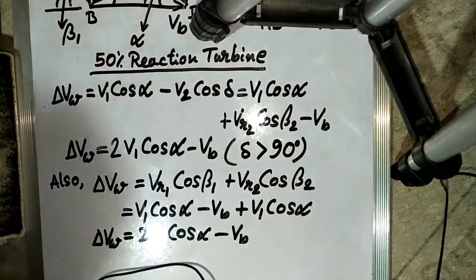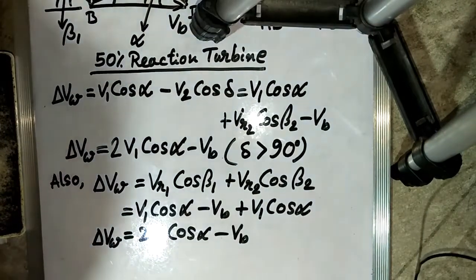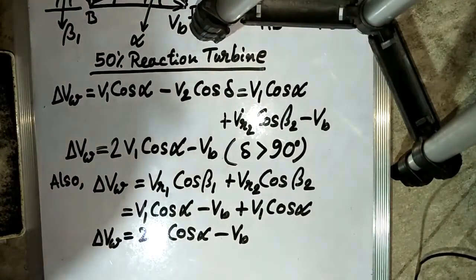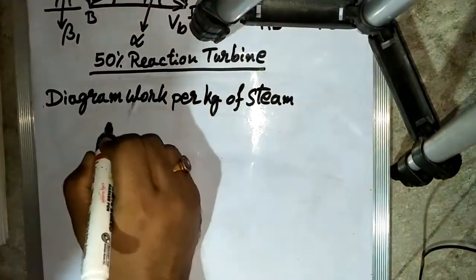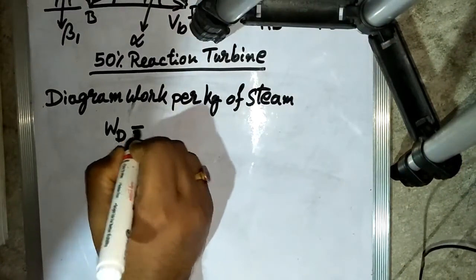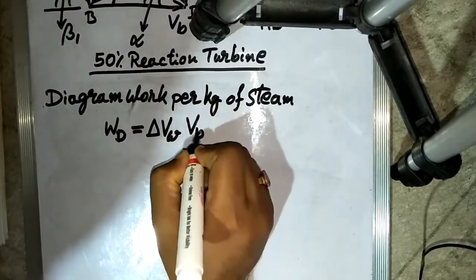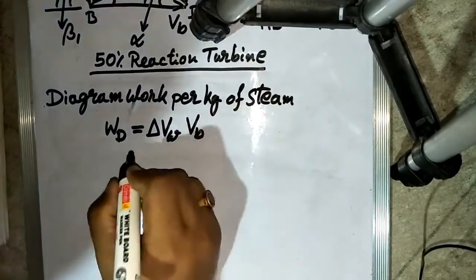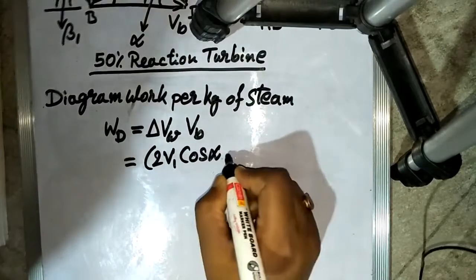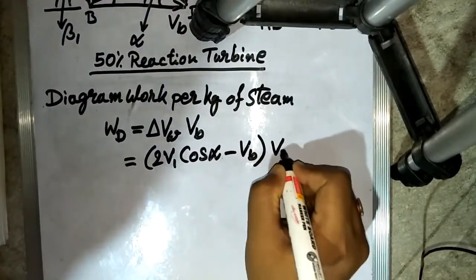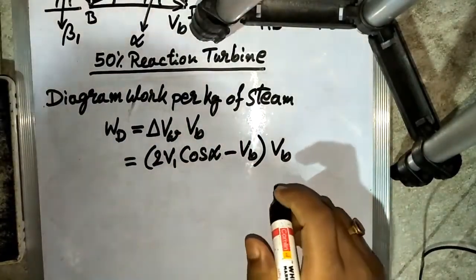By following any kind of this method, you can get the same results of del v omega. So now to find out the diagram work of steam. The diagram work per kg of steam is equal to W_D, which is equal to del V omega into VB. So that becomes (2V1 cos alpha minus VB) into VB. This is the diagram work per kg of steam.